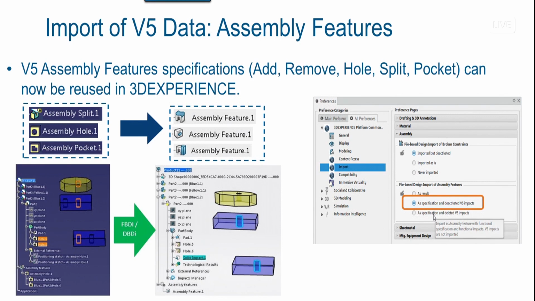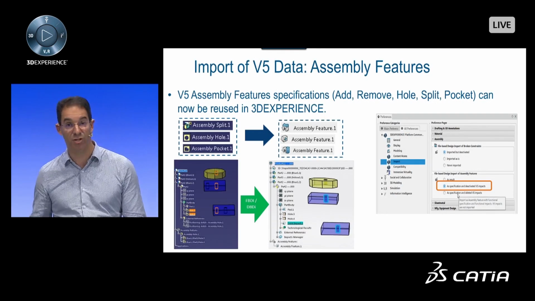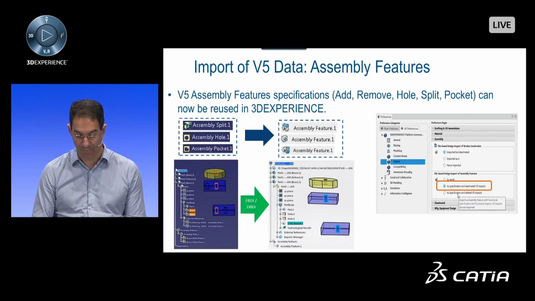Concerning the importing of V5 data, we now keep the V5 assembly feature specifications like the add, the remove, the hole, the split, and the pocket. So you now have the capability to import those assembly features inside the 3D experience, and all the specifications will be kept. You will be able to remove or to change properties of impacts. And this works through the FBDI or through the DBDI import. You just have to check a specific preference in order to get this behavior.